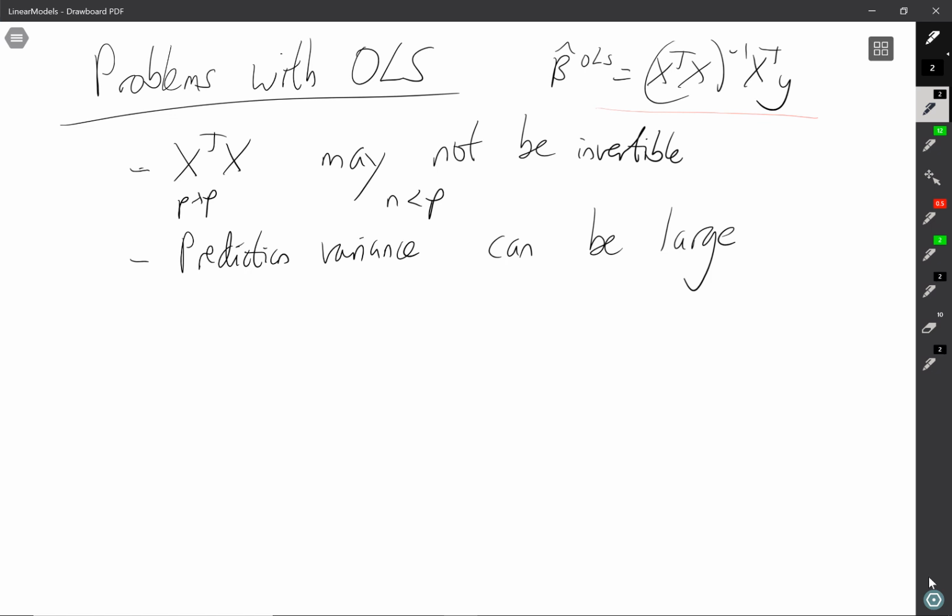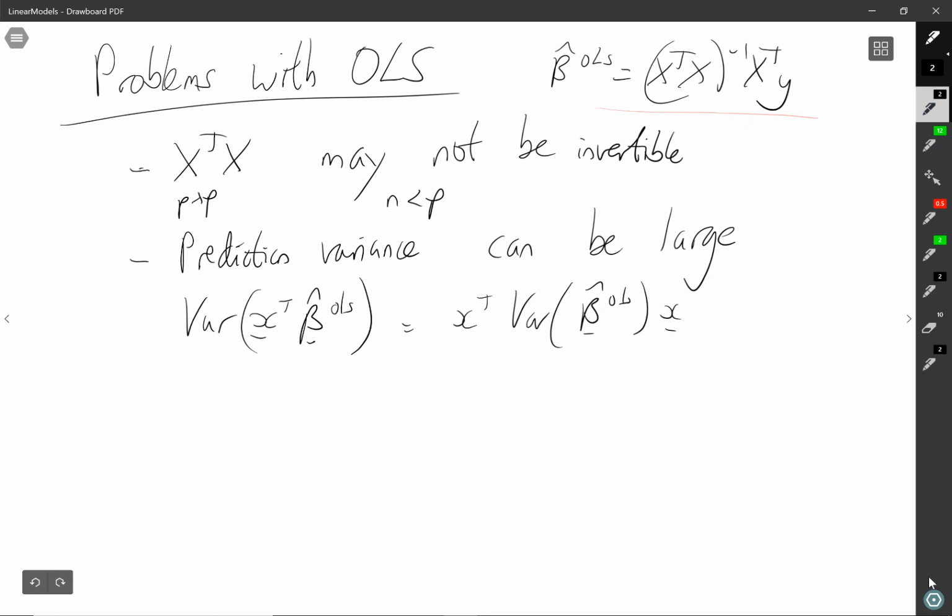The other problem with OLS that we're keen to fix is that often the prediction error, the prediction variance, can be large. So let's suppose we're predicting the value of y for some new observation x. Okay. So we look at x^T beta hat. Now the variance of this is going to be x^T times the variance of beta hat times x. Now this variance can sometimes be large.